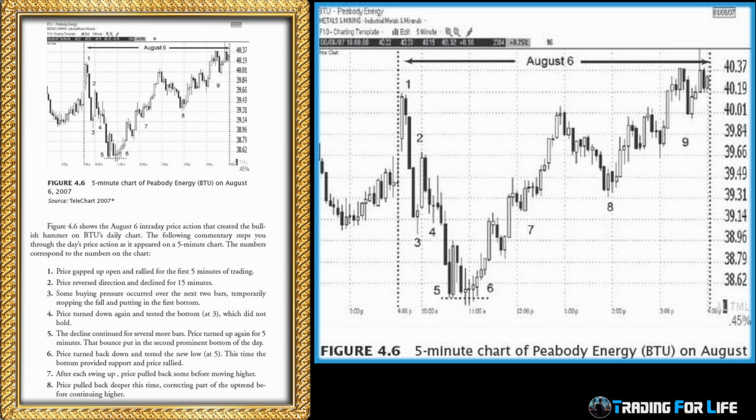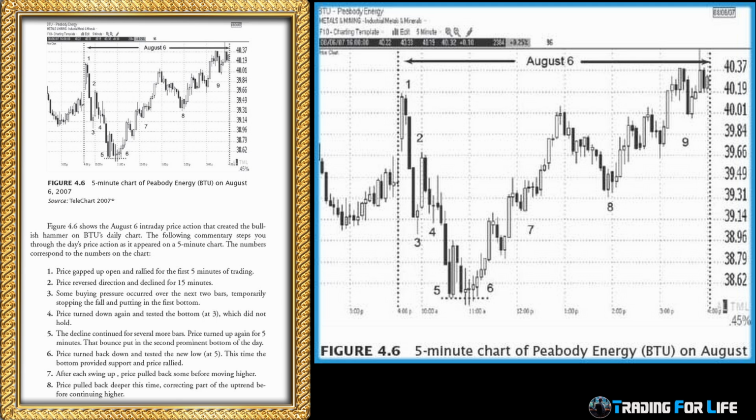1. Price gapped up open and rallied for the first 5 minutes of trading. 2. Price reversed direction and declined for 15 minutes. 3. Some buying pressure occurred over the next 2 bars, temporarily stopping the fall and putting in the first bottom. 4. Price turned down again and tested the bottom at 3, which did not hold. 5. The decline continued for several more bars. Price turned up again for 5 minutes. That bounce put in the second prominent bottom of the day.